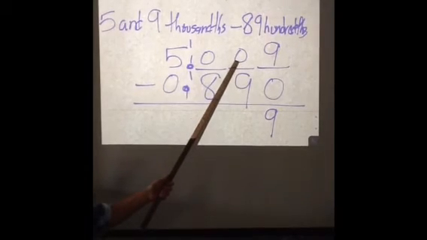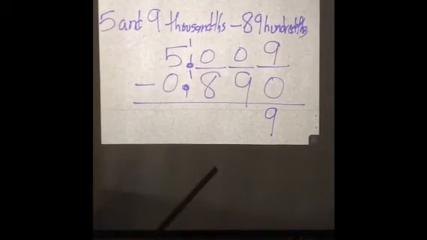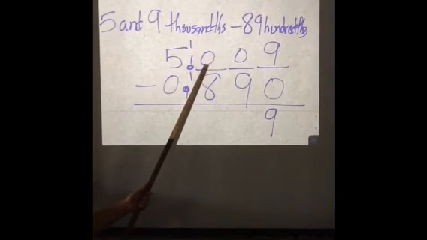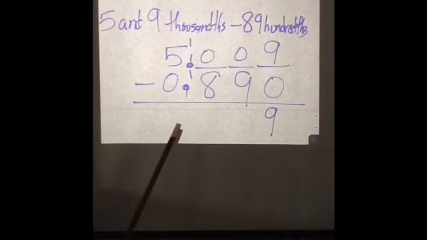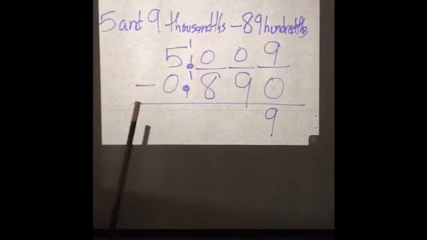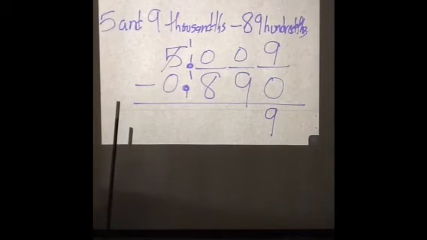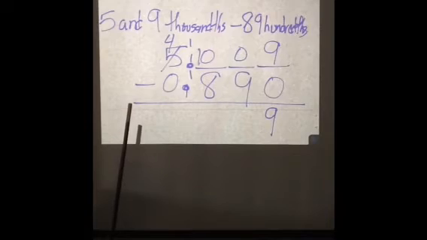Now, how many fingers am I holding up? 0. Can I take 9 fingers away from 0? Ooh. Hold on, my neighbor next to it is a 0, 2, right? Yep. Wow. So what do I have to borrow from? The 5. I have to borrow from the 5. So the 5 becomes a? 4. This becomes a 10.